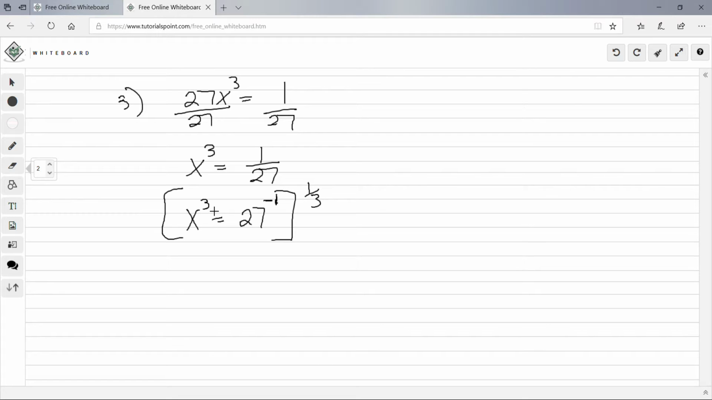So remember, when we're raising powers, you're multiplying the exponents. So it's like saying 3 times 1/3, which is just 1. So x to the 1 is just x. And then 27, the exponent of negative 1 times 1/3 is negative 1/3. So that's like saying 27 to the negative 1/3.